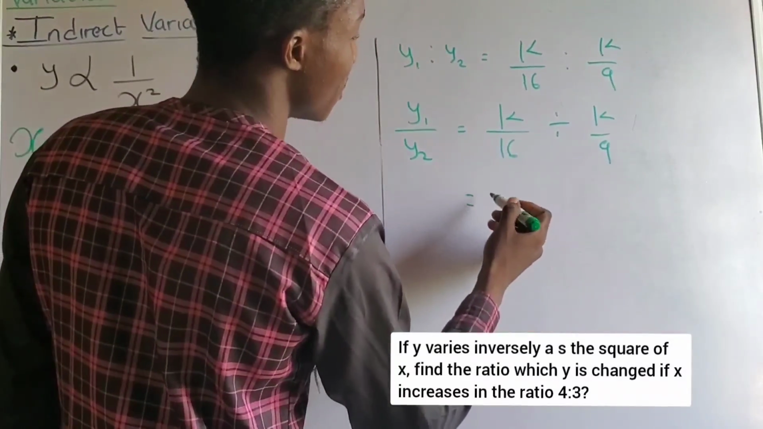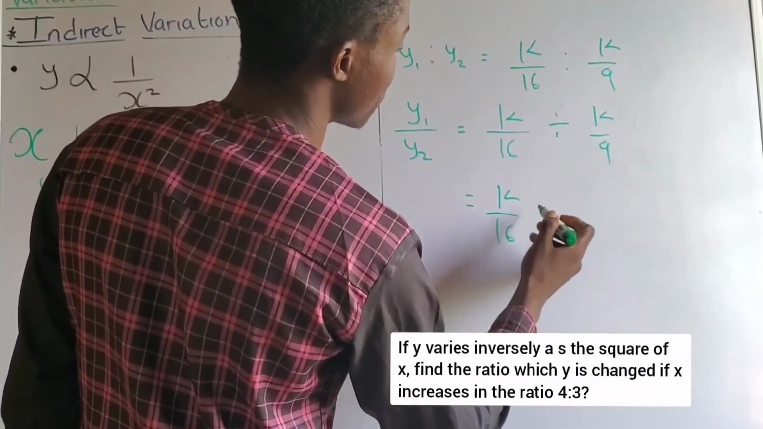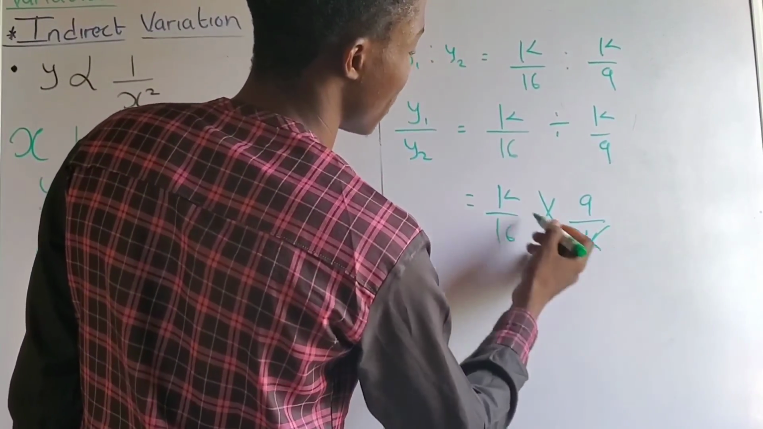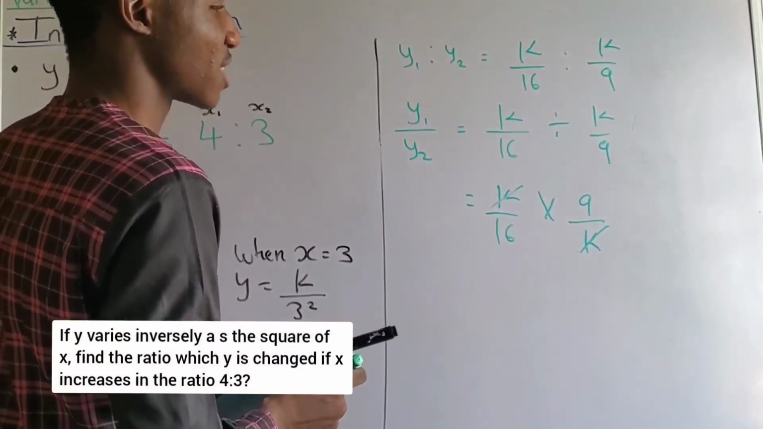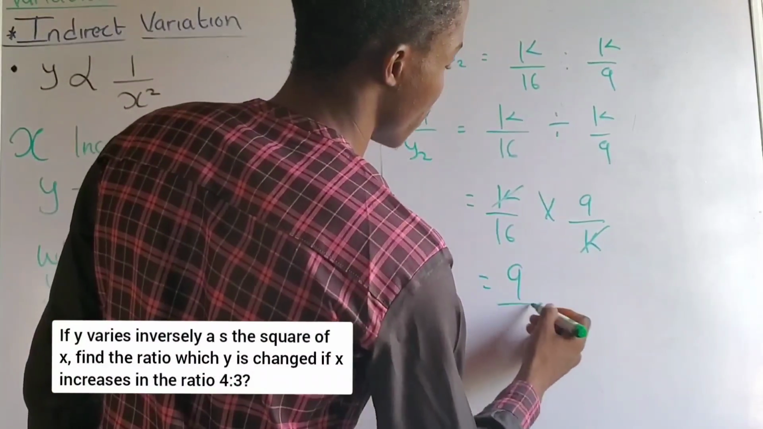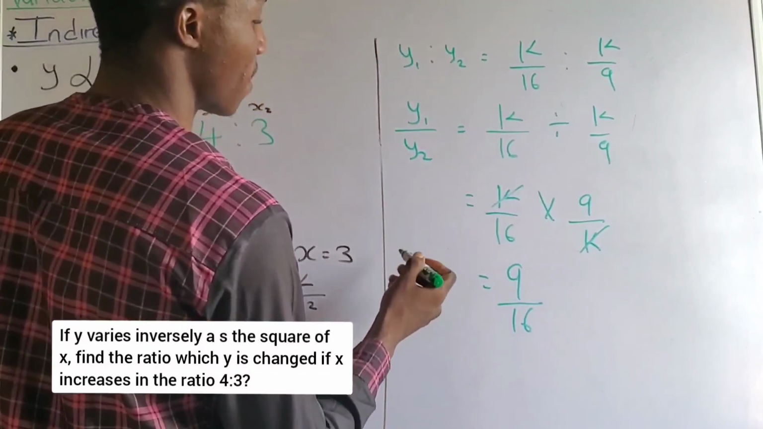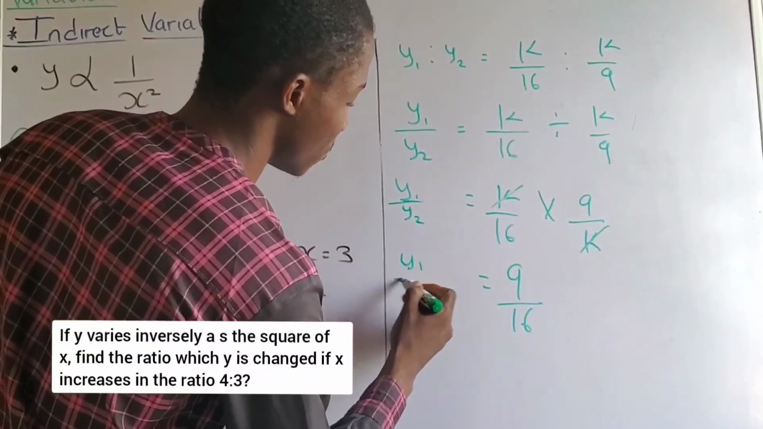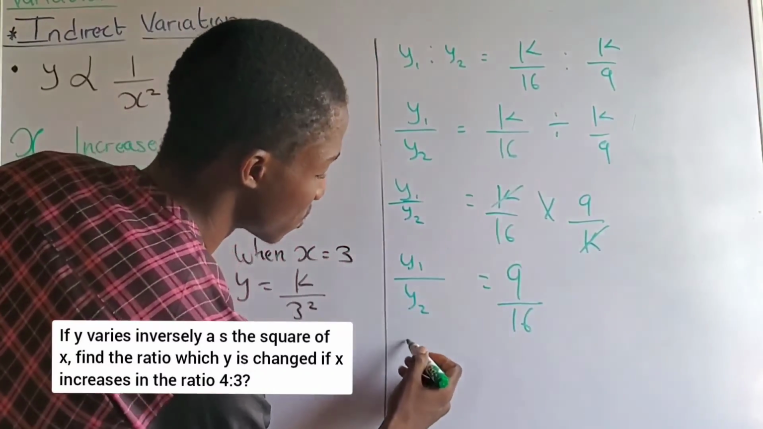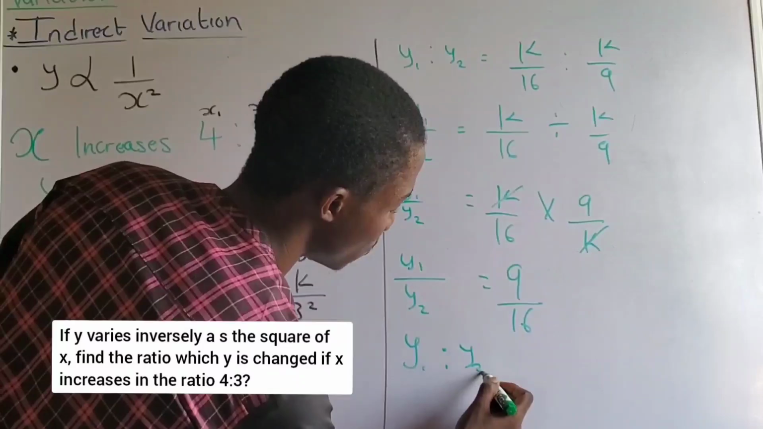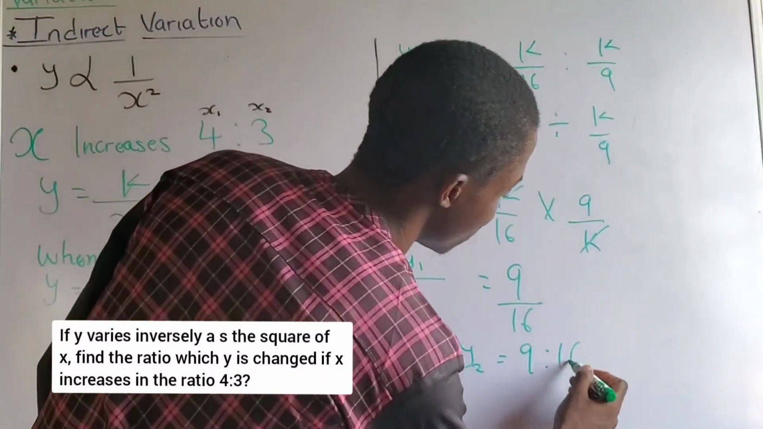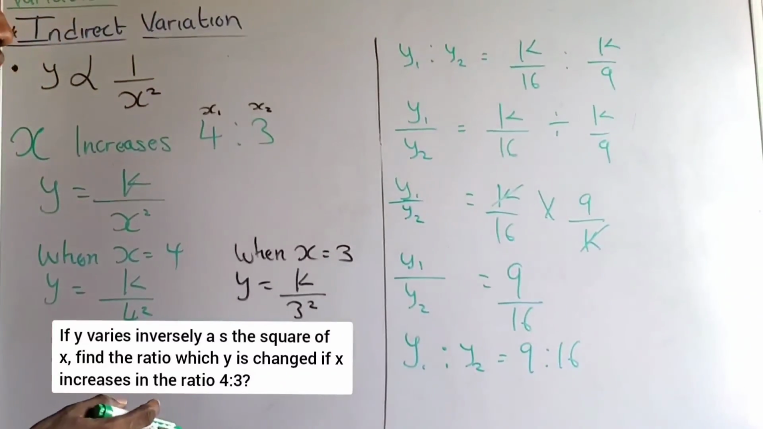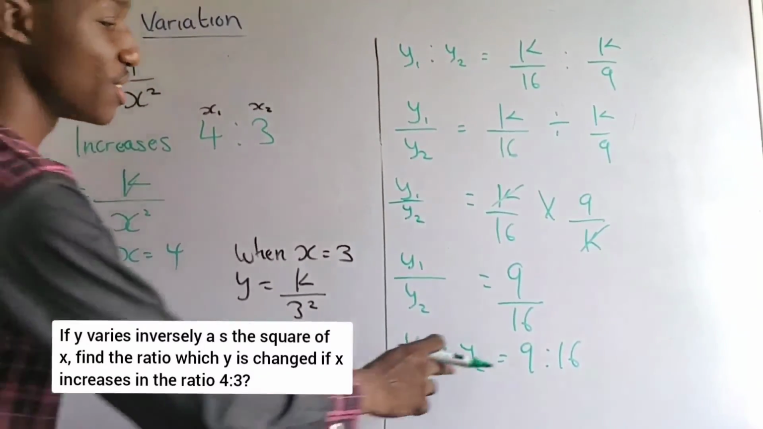So for this, I'm going to have k over 16. If this division sign changes to a multiplication sign, we're going to have multiplied by 9 over k, right? So that k can cancel that k. So we are left with what? 9 over 16, right? So y1 over y2 equals 9 over 16. Now, so y1 ratio y2 is equal to 9 ratio 16. Okay? Hence, the ratio at which y changes is 9 ratio 16.